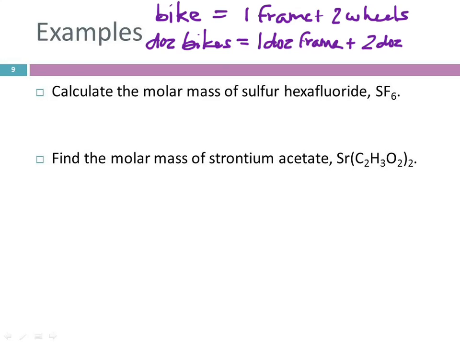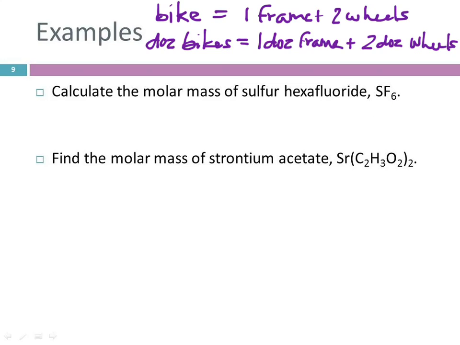When we look at a chemical formula, 1 sulfur atom to 6 fluorine atoms, we can insert the word dozen, or the chemist's dozen, the mole. So a dozen of these molecules would have 6 dozen fluorine atoms and 1 dozen sulfur atoms. A mole of this will have 1 mole of sulfur and 6 moles of fluorine.